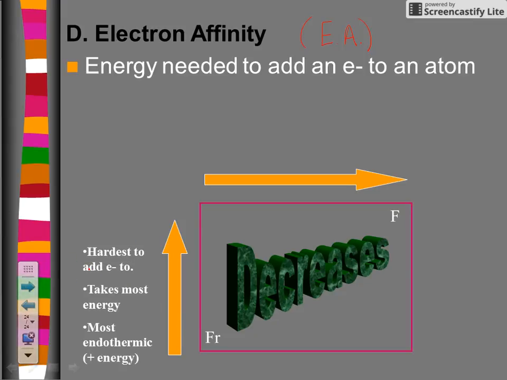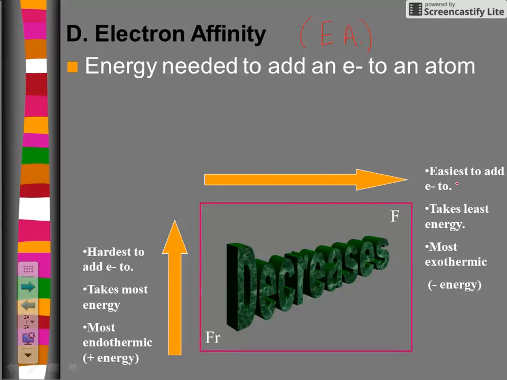Francium is the hardest to add electrons to. It's going to take the most energy. If you try to add an electron to francium, he will not take it. Remember, he wants to get rid of his valence electron as it is, so he's not going to take any electrons. This has the most endothermic energy value.